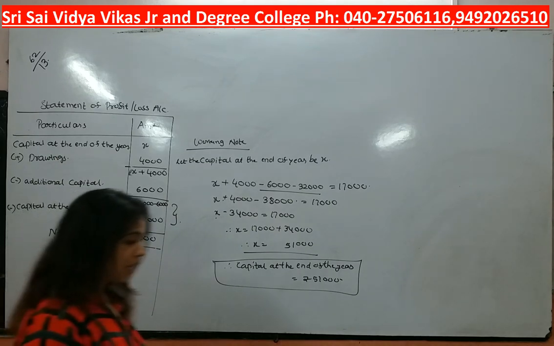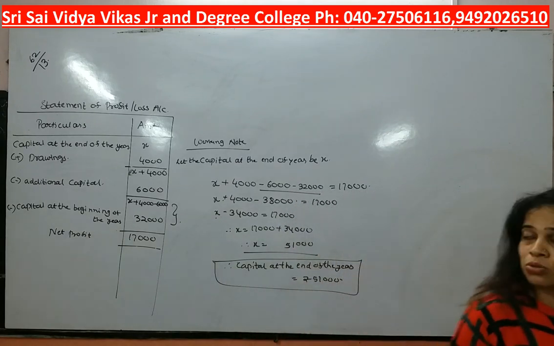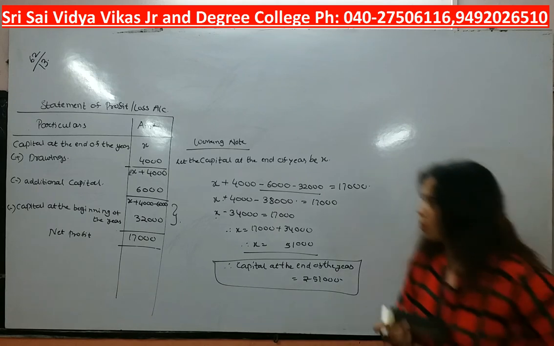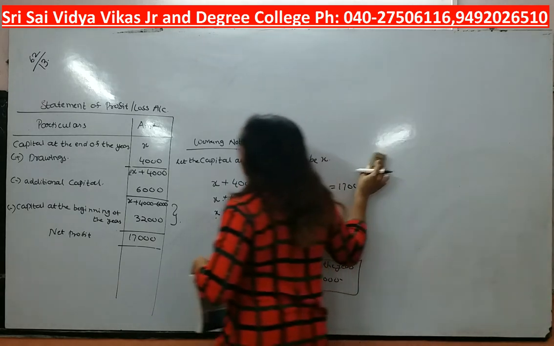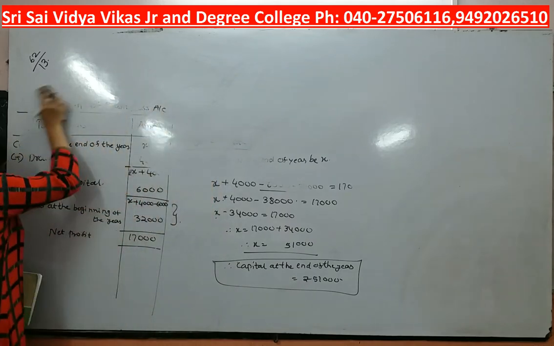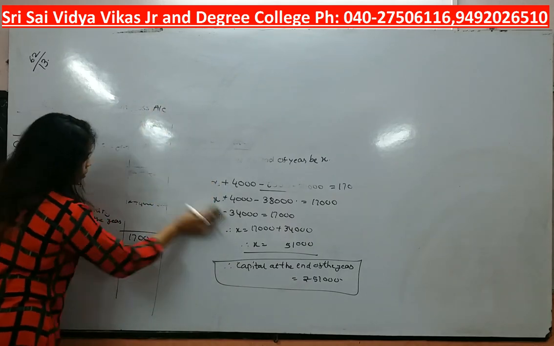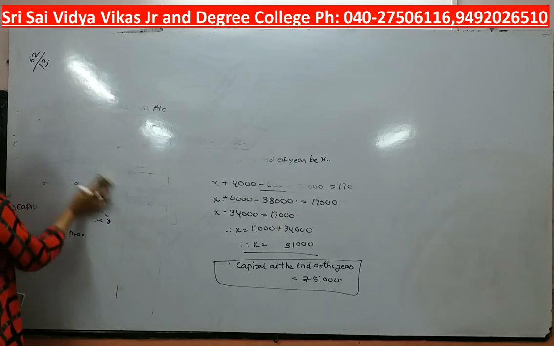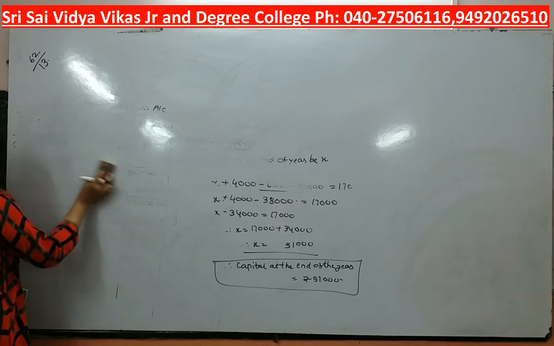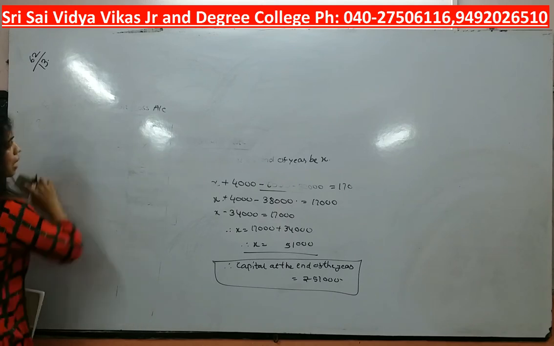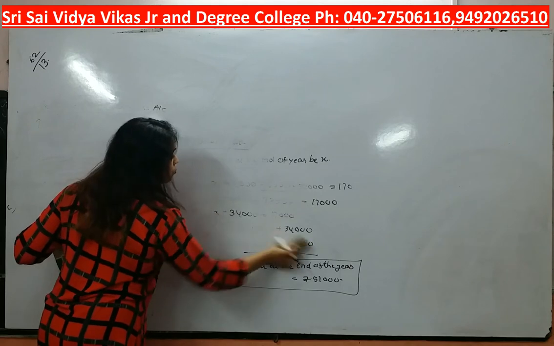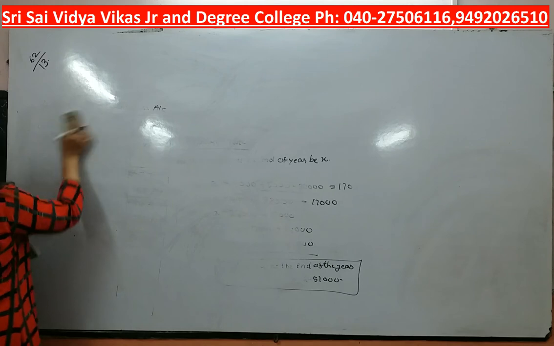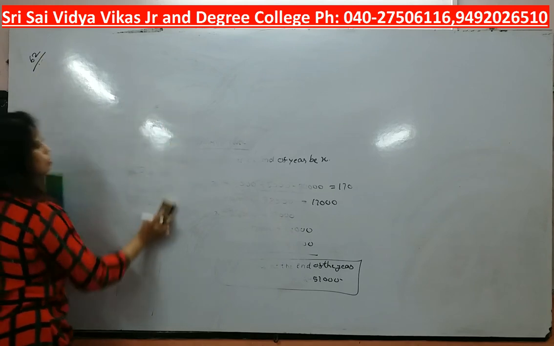Okay, now let's do problem number 14, students. Okay, 14 sum is going to be a little different. See, in the previous class, I told you how to find out the value of capital. Capital is equal to assets minus liabilities. We have learned that formula in the last class, right? Today in this class, we are going to implement it. Okay, very interesting sum it is, students.